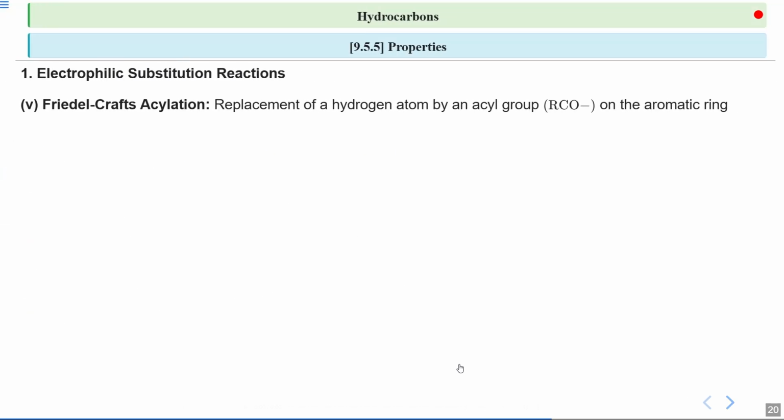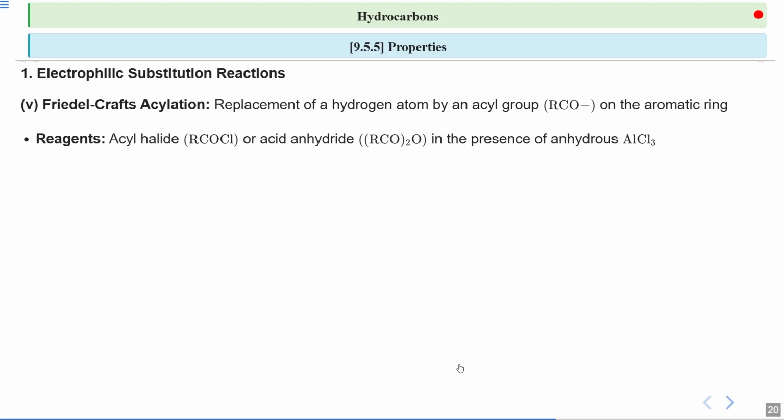Now to overcome this limitation, we have our next process, which is Friedel-Crafts acylation. So we are replacing a hydrogen atom by an acyl group, which is RCO, on the aromatic ring. How will it go? For that, we will take acyl halide RCOCl and again react it with the anhydrous AlCl3. So here we are taking the same Lewis acid as in the case of Friedel-Crafts alkylation.